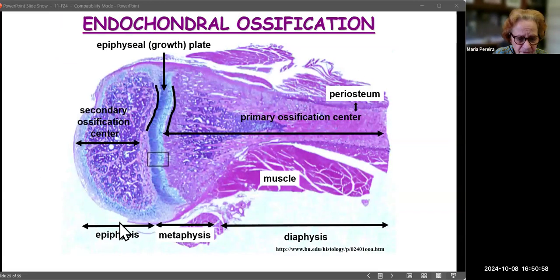So the epiphysis, the metaphysis, and diaphysis. Here you see the metaphysis with the epiphyseal plate. So there's still cartilage here. There's still cells that can undergo mitosis.